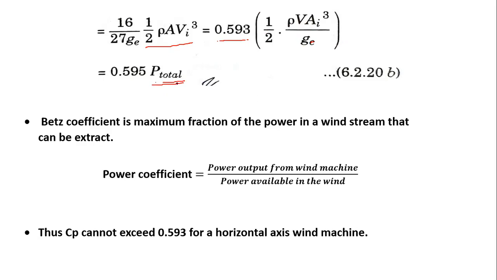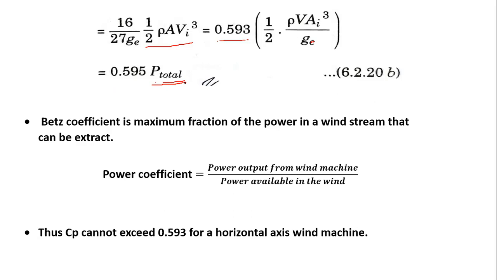The equation becomes 0.595 or 0.593, a slight variation is there. We can write either 0.593 or 0.595 P total. So P maximum is equal to 0.595 P total. So if you see this, the ideal or maximum theoretical efficiency, eta maximum, is also called the power coefficient.